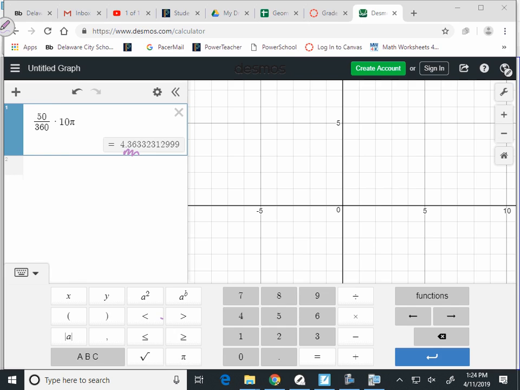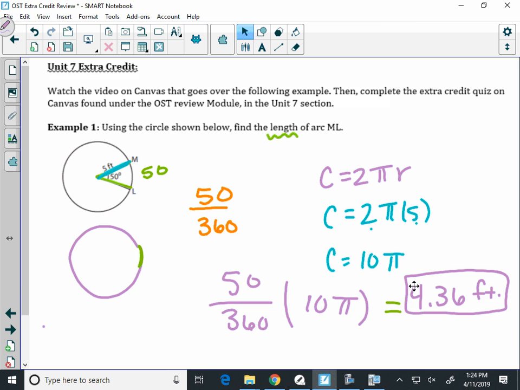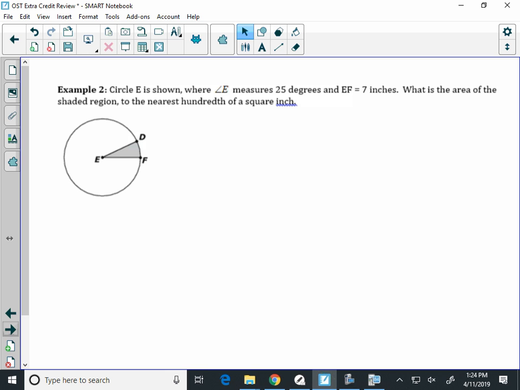So there is our answer, 4.36 feet. That is how long that arc would be if that circle was drawn. If we take a look at the next one, it's a very similar concept. And in the next one, we're talking about area.